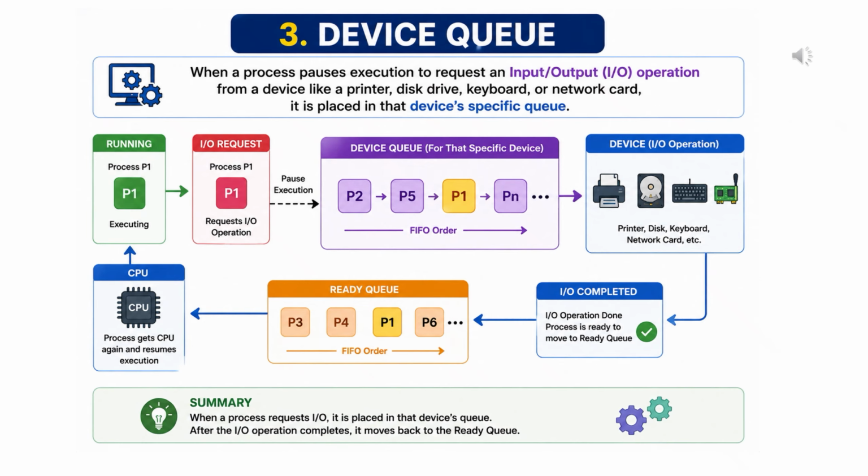The third queue is the device queue. Sometimes, a running process needs an input or output operation. For example, it may need to read data from a disk, print a document, or receive network data. Instead of occupying the CPU while waiting, the process moves into the appropriate device queue. After the I/O operation is completed, the operating system moves the process back into the ready queue. This allows the CPU to continue executing other processes without wasting valuable processing time.